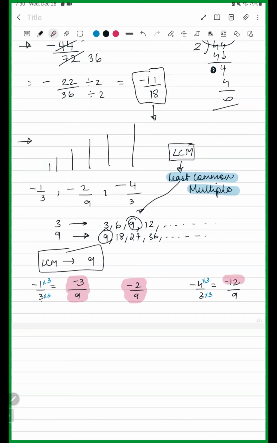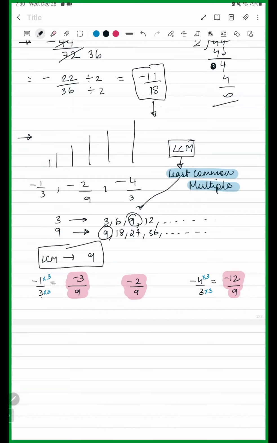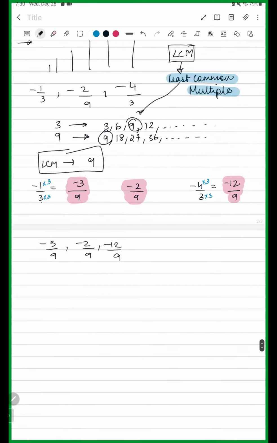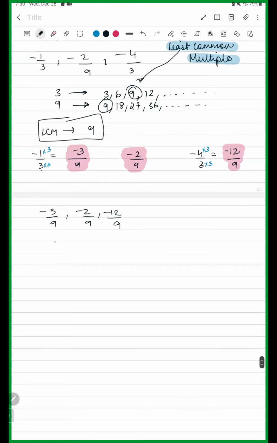So now you have to arrange these three in ascending order: minus 3 by 9, minus 2 by 9, and minus 12 by 9. Ascending means what? Smallest should come first. So minus 2, minus 3, and then minus 12. Minus 2 is the smallest? No, sorry. Minus 12, minus 3 and then minus 2. Very good. Because for negatives, it runs like this. This is the number line: 0, minus 1, minus 2, and 1, 2. So among negatives, minus 2 is smaller than minus 1, right? Yeah. It means more negative.